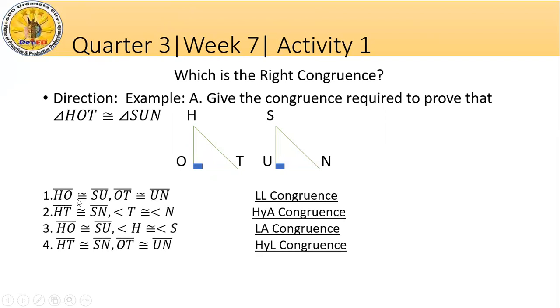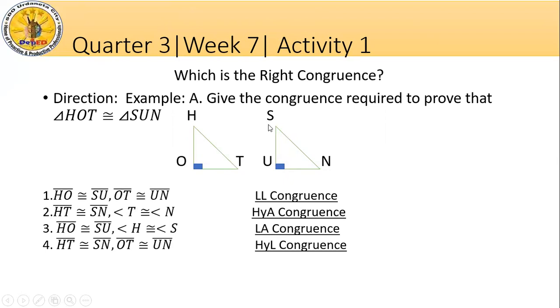HO is congruent to SU. OT is congruent to UN. Both HO, SU, OT, and UN are the legs. So they are congruent by leg-leg congruence. Okay?